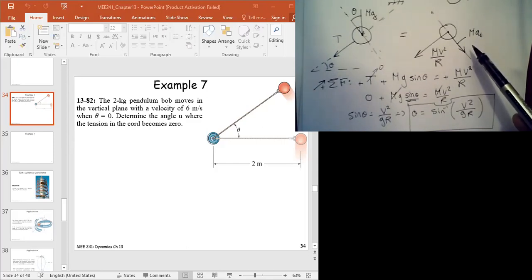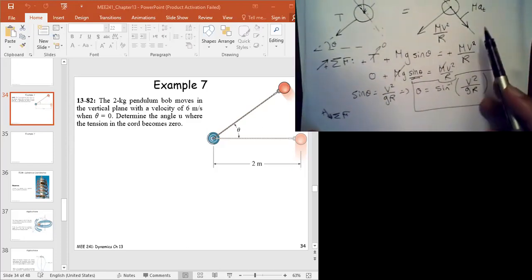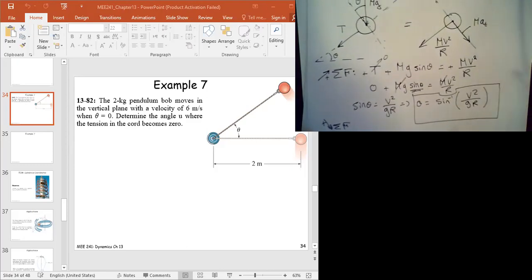Aren't we doing a summation of forces here too, in this direction? Bravo, exactly. So all you do is literally just sum the forces. I'm going to sum the forces along this direction, because I'm interested in finding AT. What do you think AT is going to be equal to? Let's do it.